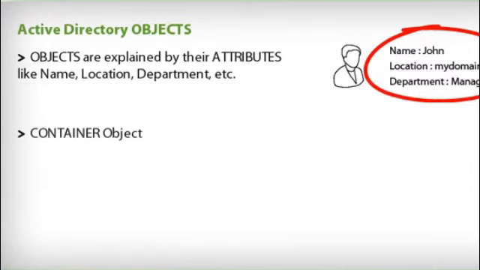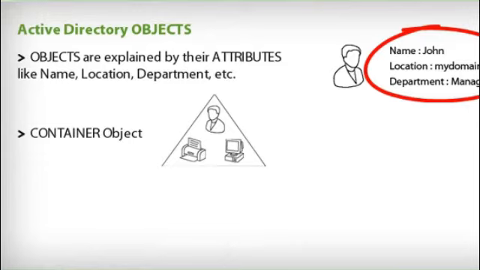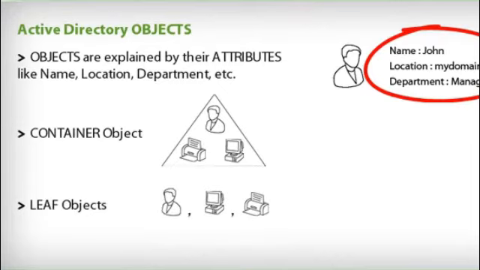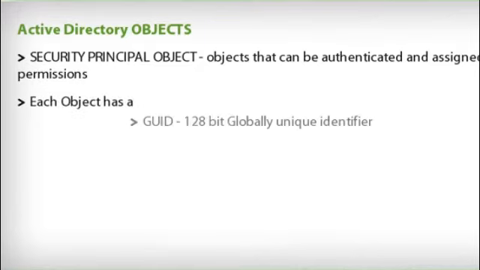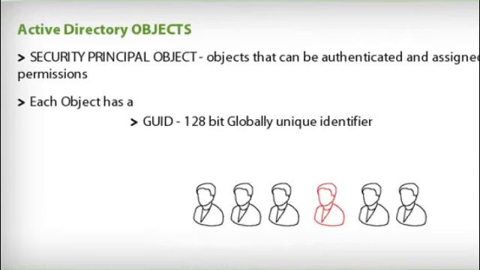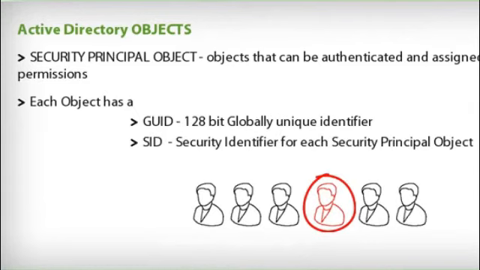A container object can contain other objects like users, computers, OUs, etc. Leaf objects cannot contain other objects, for example, users, computers, etc. Security principal objects are objects that can be authenticated and assigned permissions. Each object has a GUID, a 128-bit, globally unique identifier, and a SID, security identifier, for each security principal object.